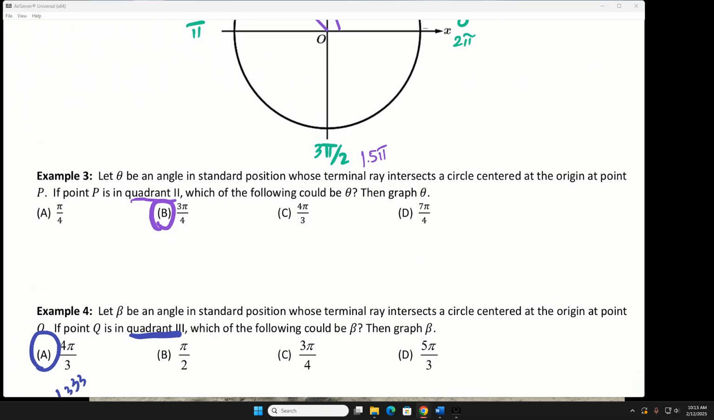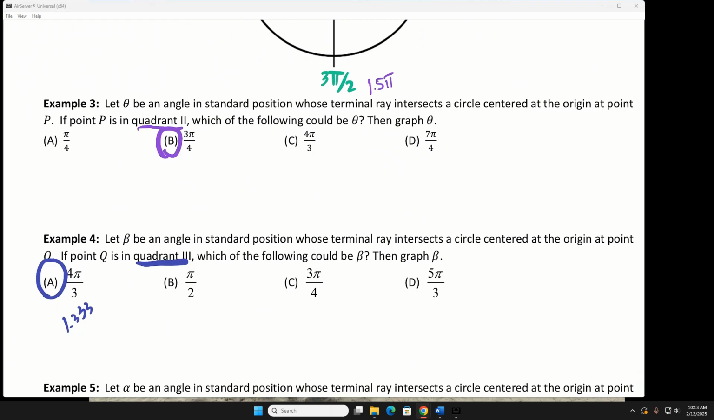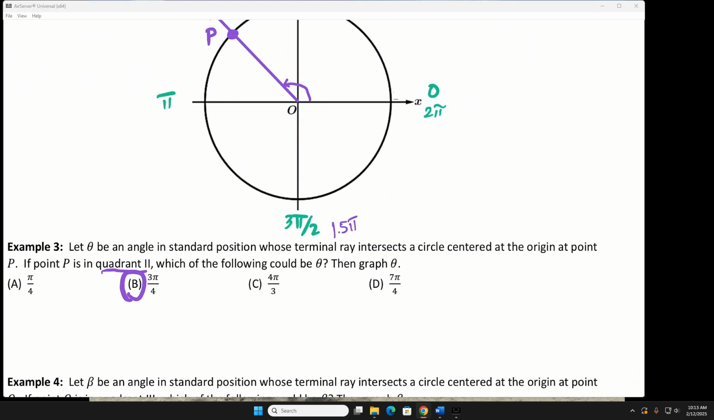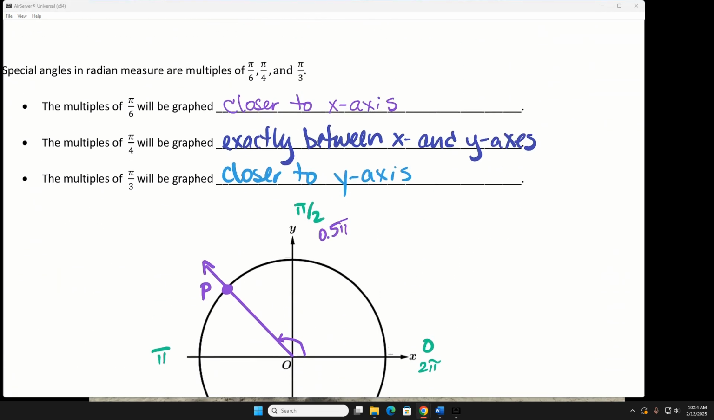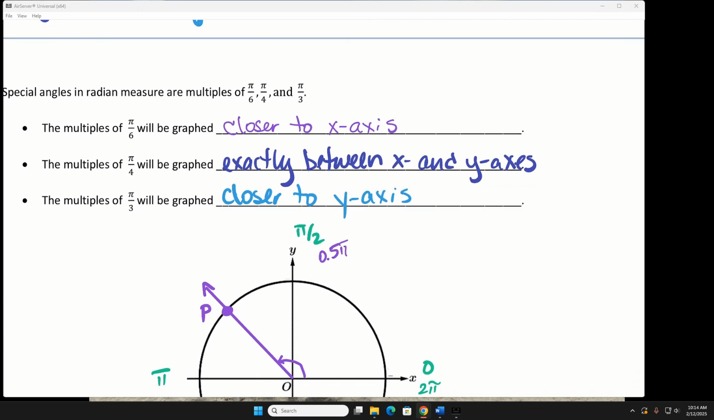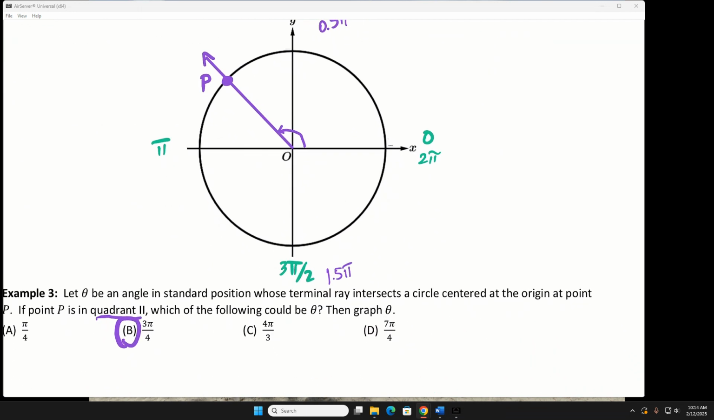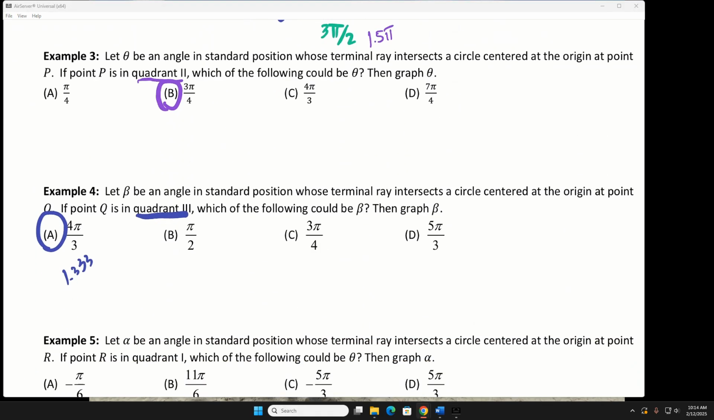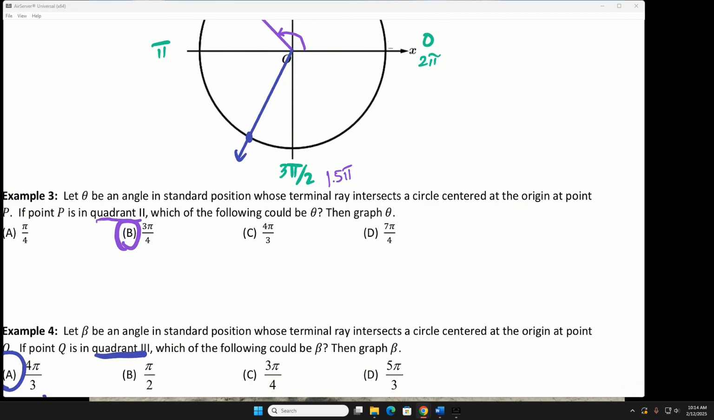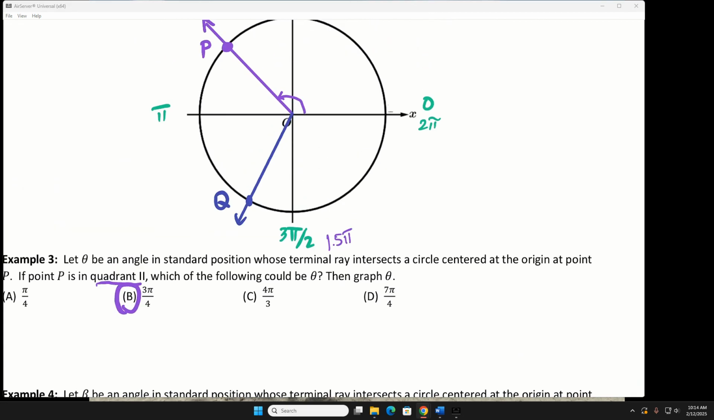All right, so we want to graph a pi over 3 angle in quadrant 3. So pi over 3 angles are always going to be closer to the y-axis. So draw an angle closer to the y-axis in quadrant 3, and that's going to be point Q. And it was a positive angle, so we're going to swoop that way.